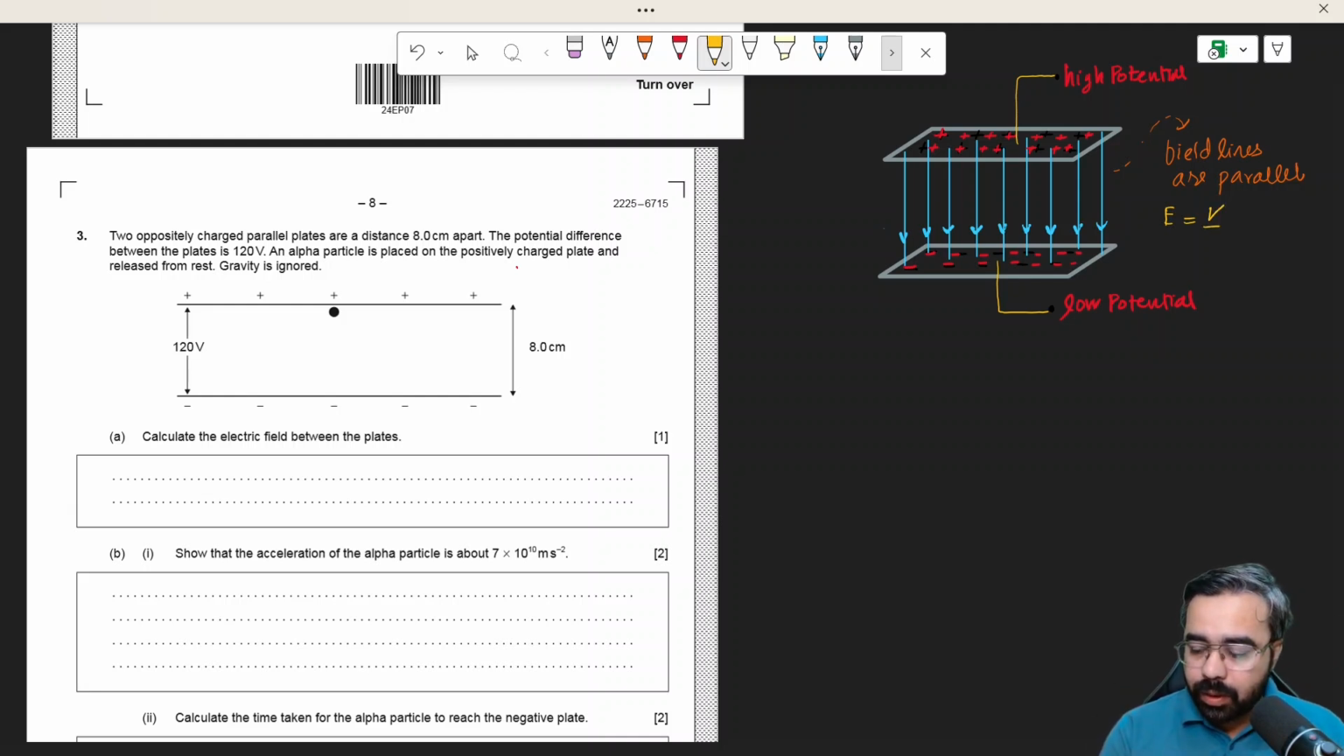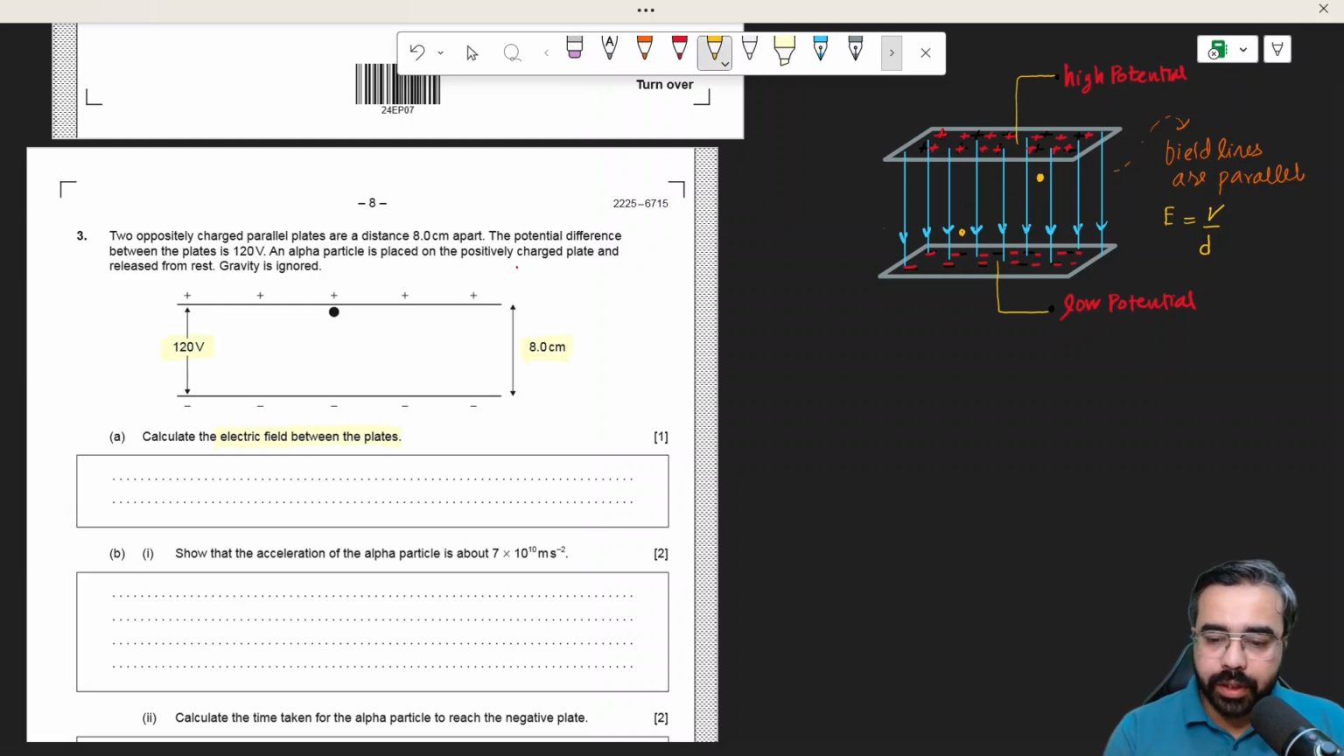It is equal in between these plates. Rather, if you are finding electric field strength at this point or close to the negative plate, electric field strength will be equal. And the potential difference between the plates is 120 volt. Okay, this is the potential difference, and this is the distance between the plates. So, what is the electric field strength between the plates?